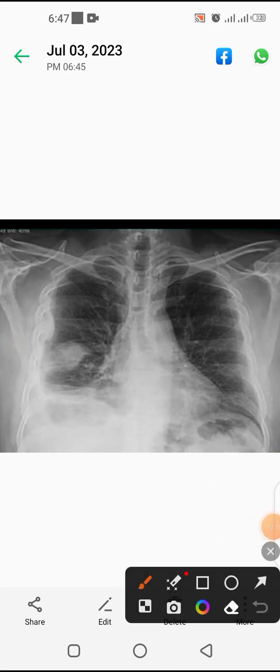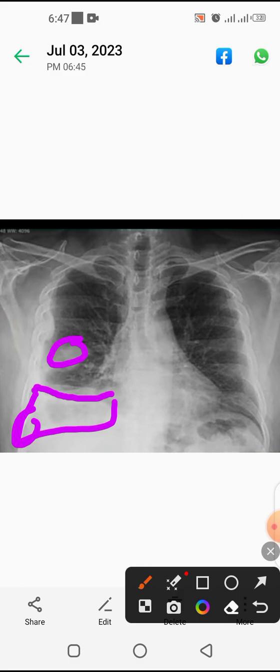So you here see a rounded opacity in the mid to lower zone of the right lung, and you can see the blunting of the costophrenic angle, and there is opacification in the lower zone, homogeneous opacification, and you can see this opacification goes up in the periphery. So you are having opacity with opacification and blunting of the angle.